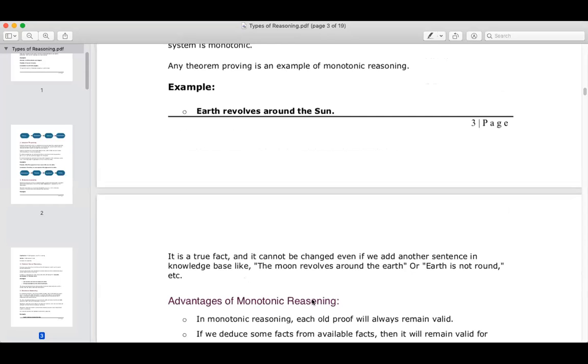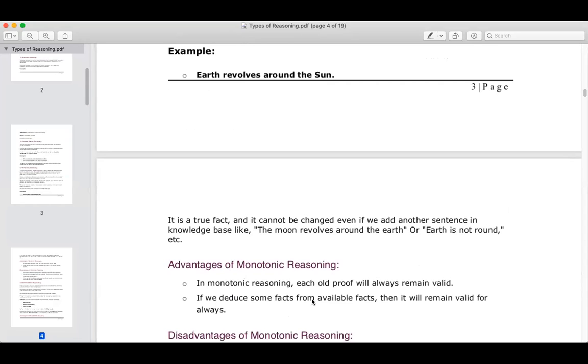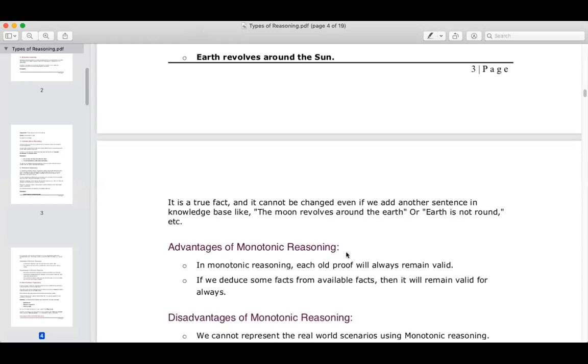तो मोनोटोनिक में जब तक कोई दूसरा कुछ क्लेम नहीं करता है तब तक वो एक ही मोड में शुरू रहता है. अभी किसी ने बोल दिया that the Earth moves with this particular speed. एक स्पीड अगर स्पेसिफाई कर दिया, अभी ये गिनने वाला कौन है भाई, वो फिर एविडेंसेस प्रोवाइड करता है. So they are providing the evidences, isn't it? So advantages of monotonic reasoning, like each old proof will always remain valid. If we deduce some facts from available facts, then it will remain valid for always.